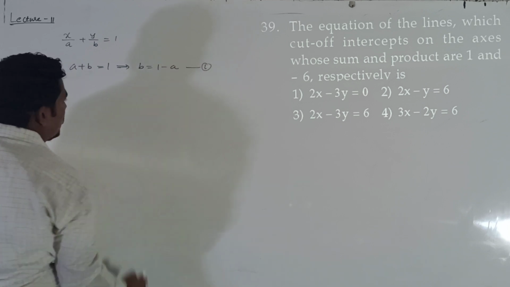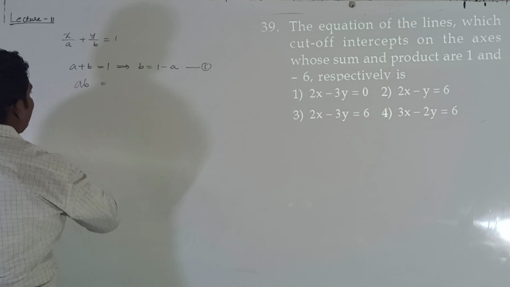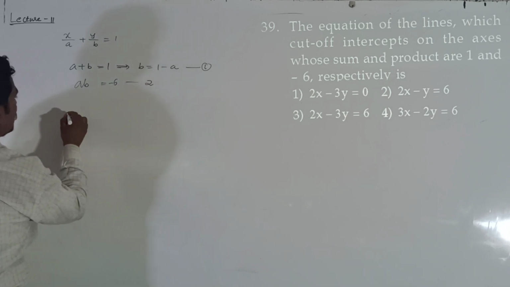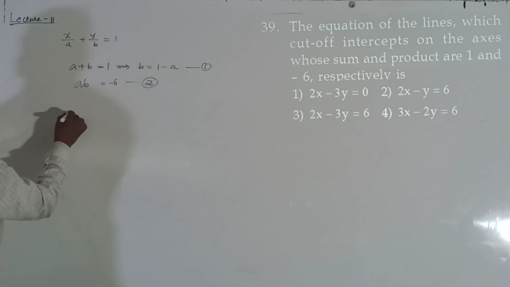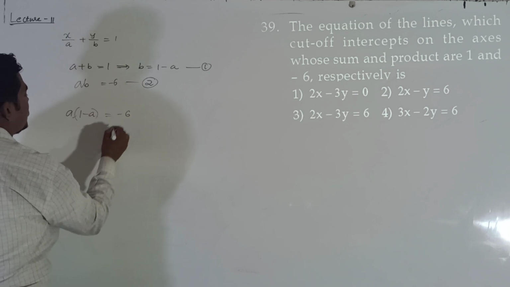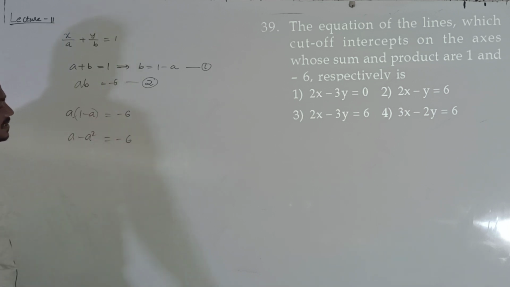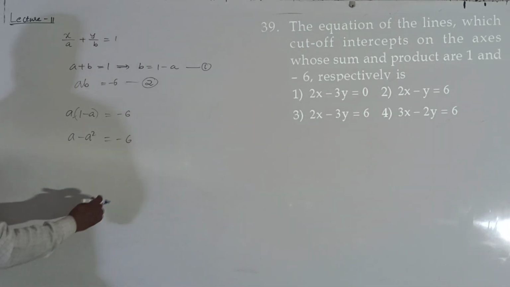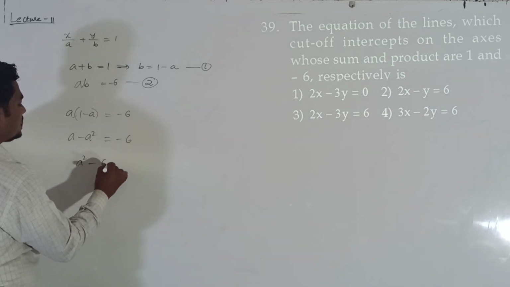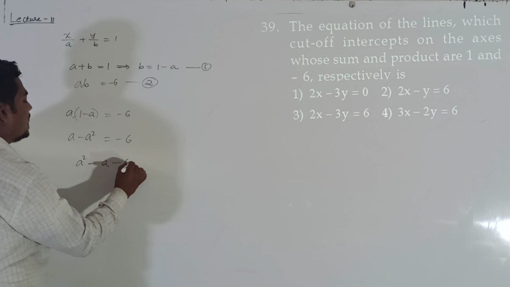Take this as equation number 1. It is one condition. And their product a into b is also given, that is minus 6. Take this as equation number 2. After that look at equation number 1: a into b, where b is 1 minus a, is equal to minus 6. Then a minus a square is equal to minus 6. Then just rearrangement, send it to RHS: a square minus a minus 6 is equal to 0.